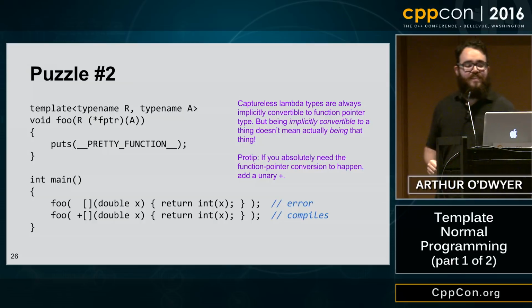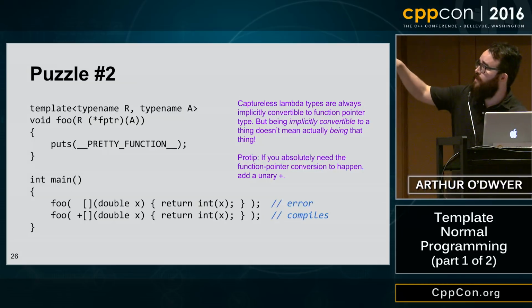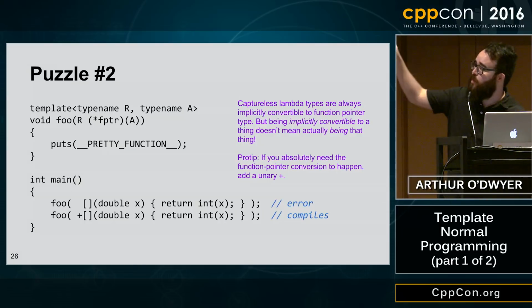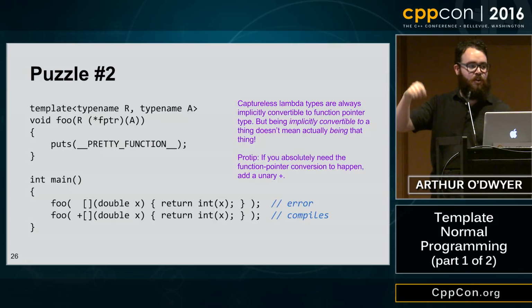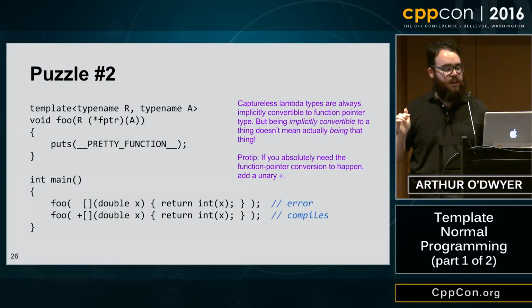Here's a similar thing, and this is, again, inspired by real stories. Let's say I have a function foo, and it takes a function pointer of some sort, and the function pointer takes one argument of type A and returns something of type R, and luckily I can deduce those when I pass in a function pointer. Right? I can say, well, if this is double star f pointer parens int, well, then I guess R must be double and A must be int, and so deduction will work for R and A.